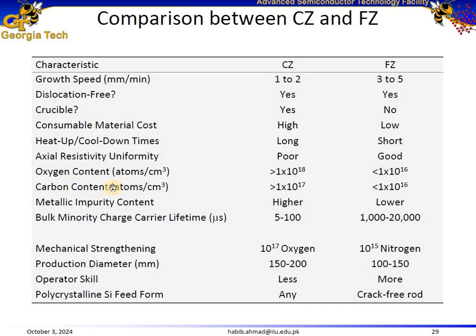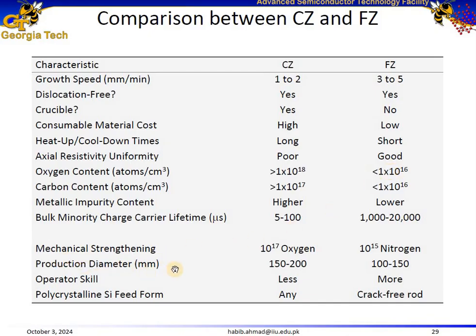Talking about oxygen and carbon content, we have high oxygen and carbon content in the Czochralski growth method due to the crucible contact, while we have low oxygen and carbon content in the float zone technique because we don't have any contact with the crucible in the float zone growth technique.